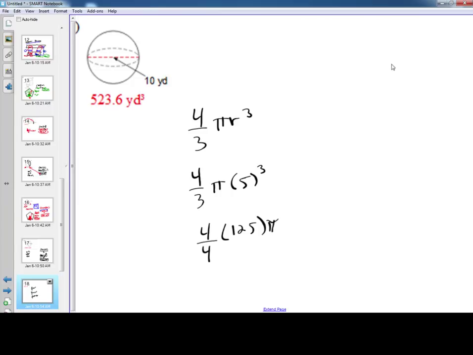Can I move the order of them like that? Yeah, it's called the commutative property, right? So 4 times 125 is 500. So I've got 500 pi divided by 3 yards cubed. We're good to go. You can divide if you want to, but then you're going to get a decimal times pi, and that just looks uglier, in my opinion. But this is my opinion.